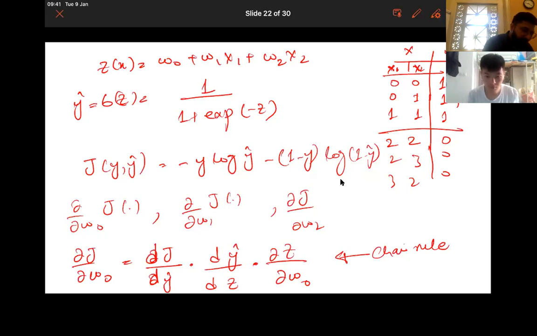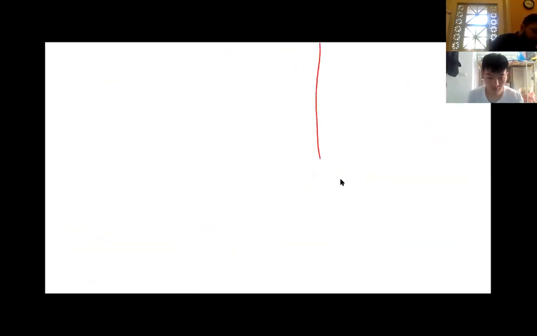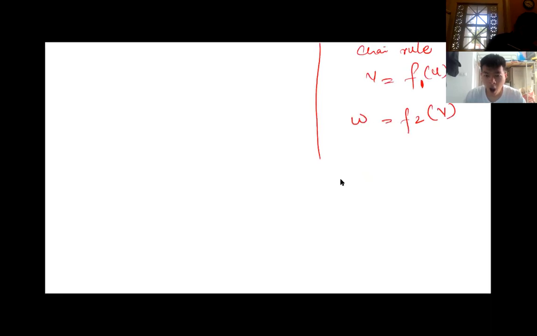Okay, so chain rule, just a quick introduction. So for example, if you have something like this, let's call it u, v, w, y. Okay, so let's call f1 of u equal to v. Let's say f2 of v is equal to w. And let's say f3 of w is equal to y. Okay, and let's say I'm interested in finding the derivative of y with respect to u.